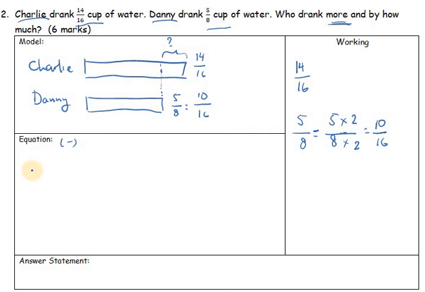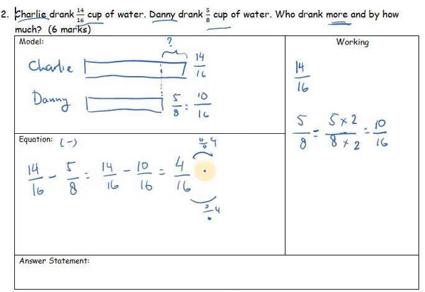So let's see. We have 14 out of 16 minus 5 out of 8. Let's just write down the original fractions. After that, we copy the fractions again. 14 out of 16 minus 10 out of 16, and then we have 4 out of 16, and then we just simplify the fraction. 16 divided by 4 can be done, so let's use the 4. Divide by 4, divide by 4, and then we will have the simplest form, which is 1 out of 4. So this is the answer.